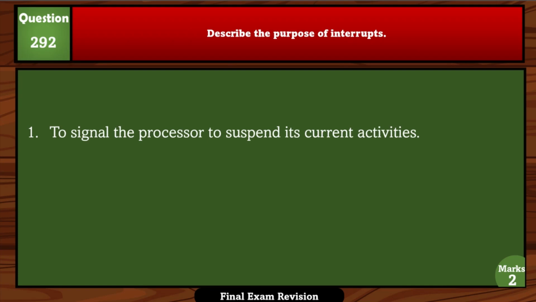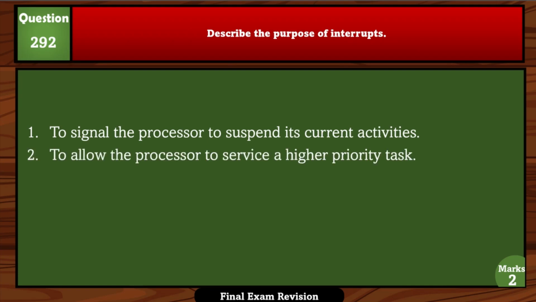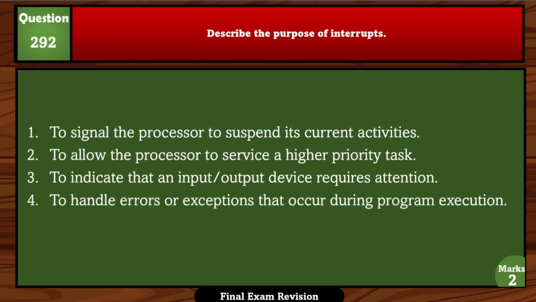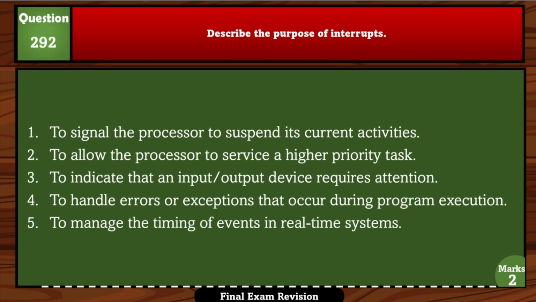Number one, to signal the processor to suspend its current activity. Number two, to allow the processor to service a high priority task. Number three, to indicate that an input-output device requires attention. Number four, to handle errors or exceptions that occur during program execution. Number five, to manage the timing of event in real-time system.